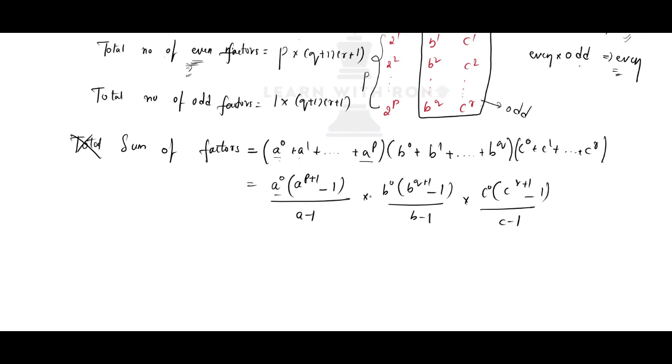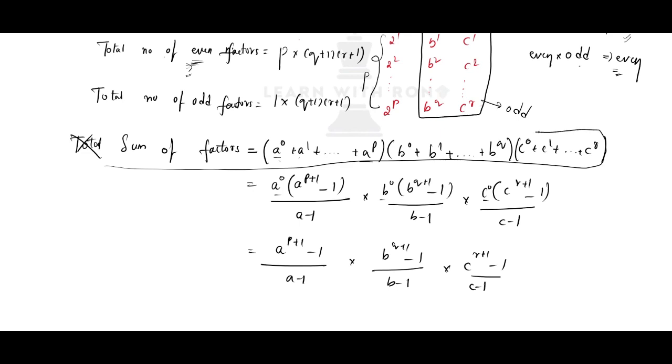Here a power of 0, b power of 0 and c power of 0 are 1. So removing those, the direct formula is a power of p plus 1 minus 1 by a minus 1, multiplied with b power of q plus 1 minus 1 by b minus 1, multiplied with c power of r plus 1 minus 1 by c minus 1. In the exam you will not derive this formula. Most people will use only this formula, so try to remember it.